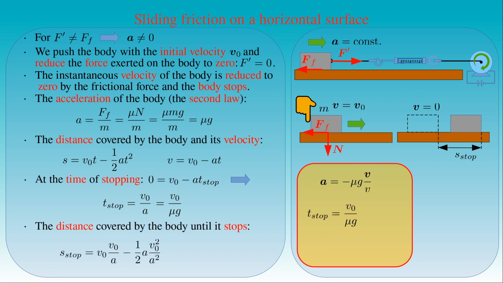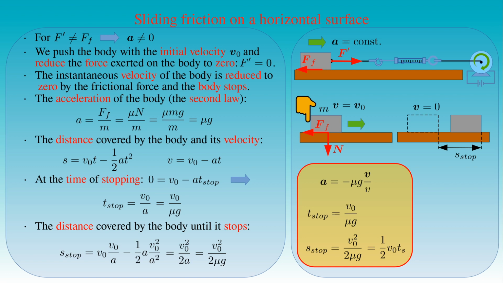divided by A, minus 1/2 times A, times the square of v0 divided by A. This is equal to the square of v0 divided by 2 times A, that is the stopping distance is given by the square of the initial velocity v0 divided by 2 times the coefficient of the sliding friction μ, times the magnitude of the gravitational acceleration g. We can also see that the stopping distance of the body is equal to 1/2 times the magnitude of its initial velocity v0, times the stopping time.